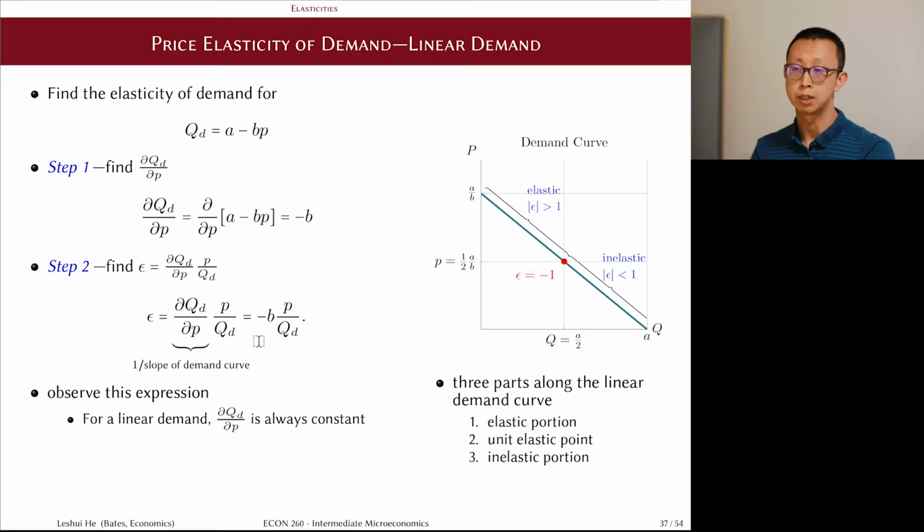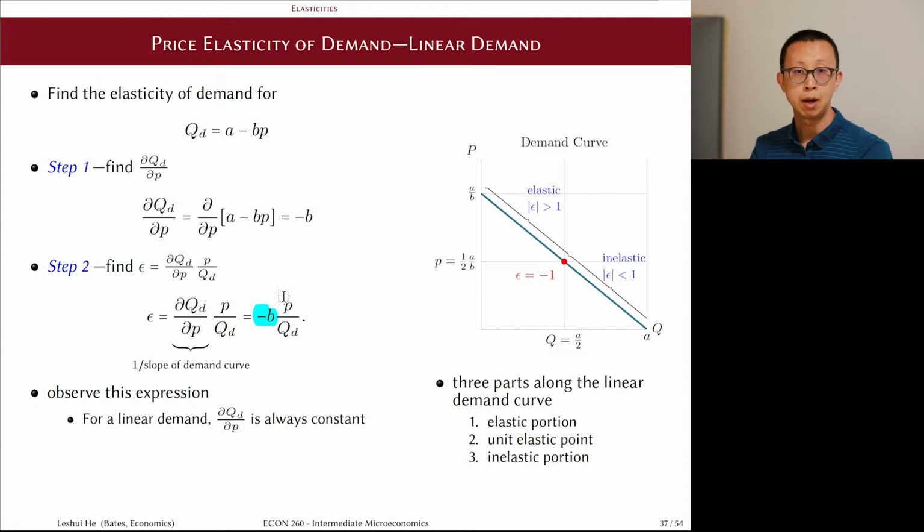Now focus on this particular expression of elasticity, and remembering that minus B is simply 1 over the slope of the demand curve. Then what we realize is, in fact, for linear demand, although the slope of the demand function is constant, however, the price elasticity of demand for a linear demand function is not a constant. And the reason is the following. By looking at this expression of elasticity here, we have a constant non-changing slope in the front, or rather, really 1 over the slope.